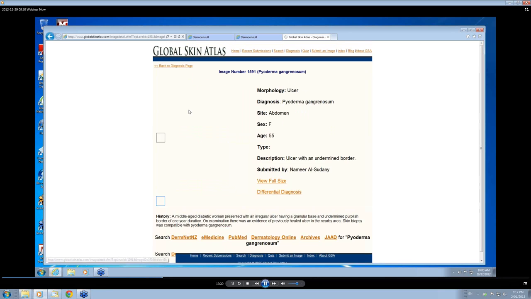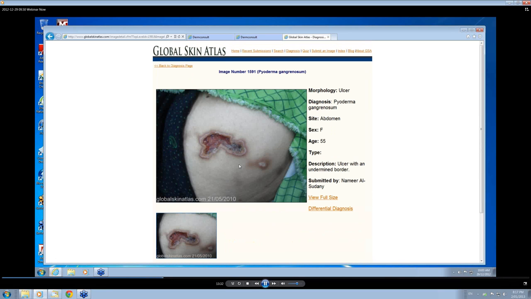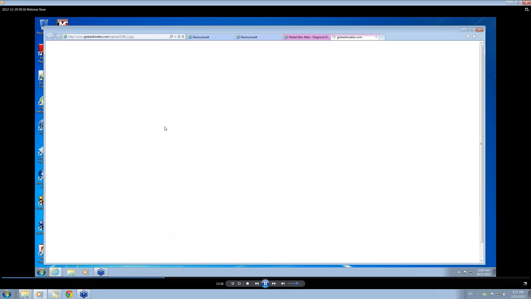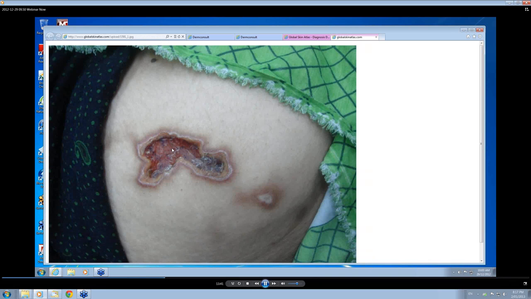There's another more classic pyoderma gangrenosum there. Let's look at full size and just see if we can see the degree of undermining. You see how it's extending all the way out here? See the outer limit on this? And there's undermining all the way around here. You can see one here that is, is it just starting, or is it healed? It may heal with some hyperpigmentation.